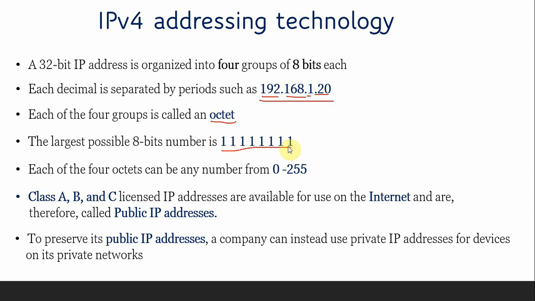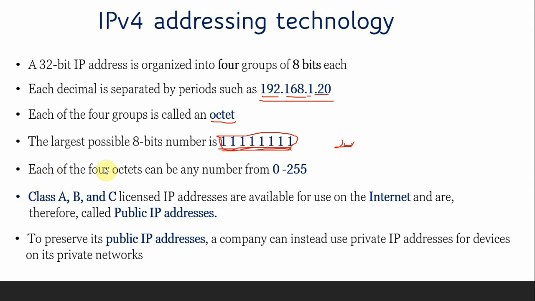It means that all these values have been turned on. That's what it means. So 1, 2, 3, 4, 5, 6, 7, 8. So this is the largest binary number that we can have. If you turn all these ones on, it's going to be 255.